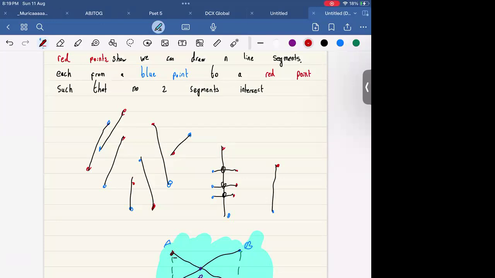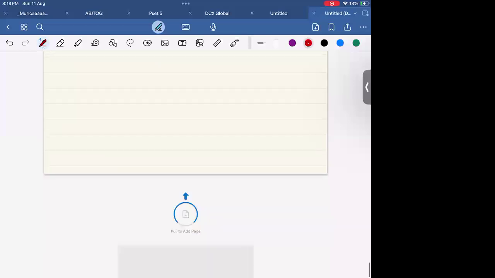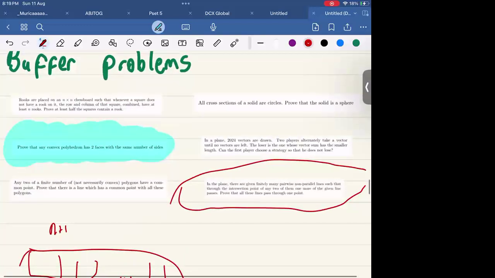Okay, so we have just 10 minutes left. So wait, where are the buffer problems? Yeah, so which problem do you guys want to work on?